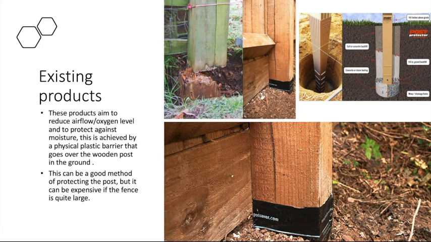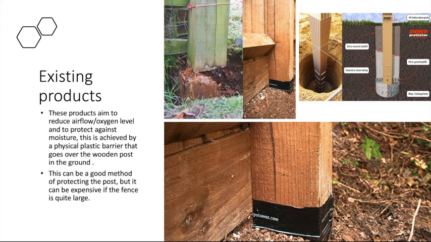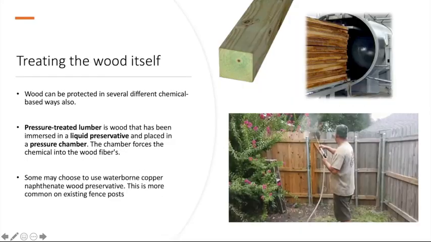Other existing products are these plastic covers here. This is a rigid plastic cover, and this is more one like a bin bag, that protect against moisture and create a physical barrier between the ground and the fence post. However, these have one flaw. If we look at the joint between the plastic and the wood, moisture may seep down in there, and this may cause internal rotting, which we may have to look at.